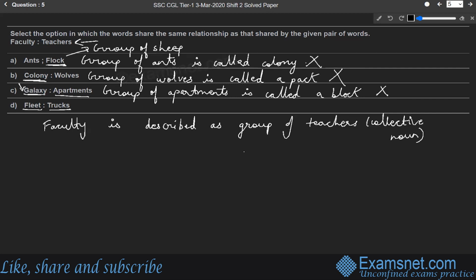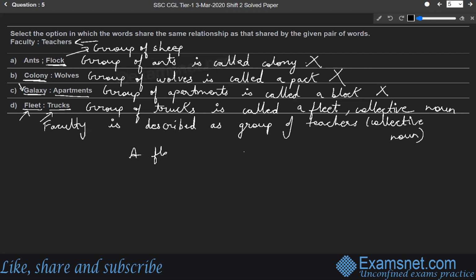Group of trucks is called a fleet. As we can see that the first word is fleet and second word is trucks. So group of trucks is called a fleet. This is an example of collective noun. Both these terms are related to each other as group of trucks is known as a fleet. So in general words, it is said as a fleet of trucks.